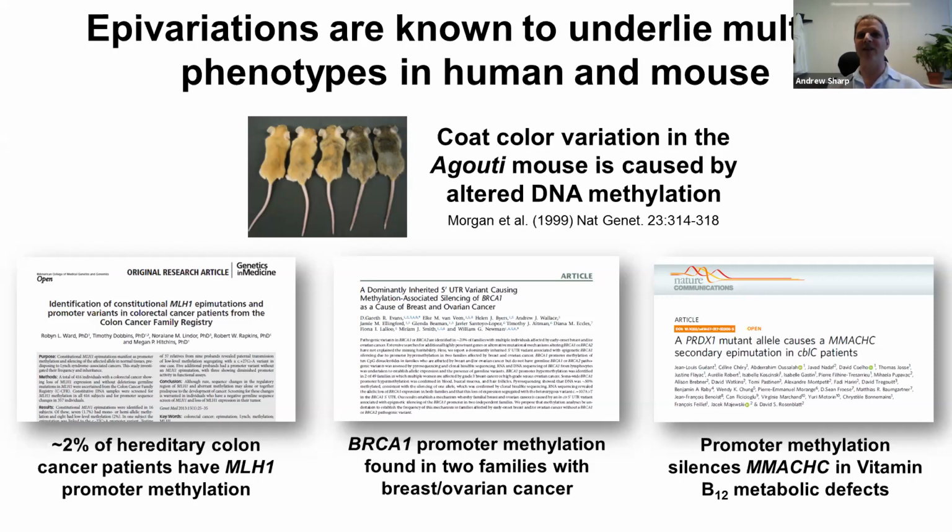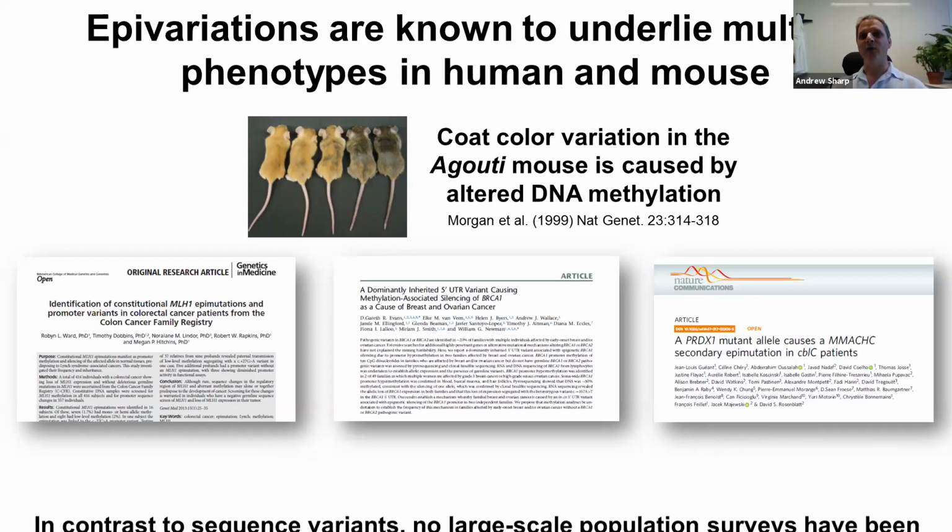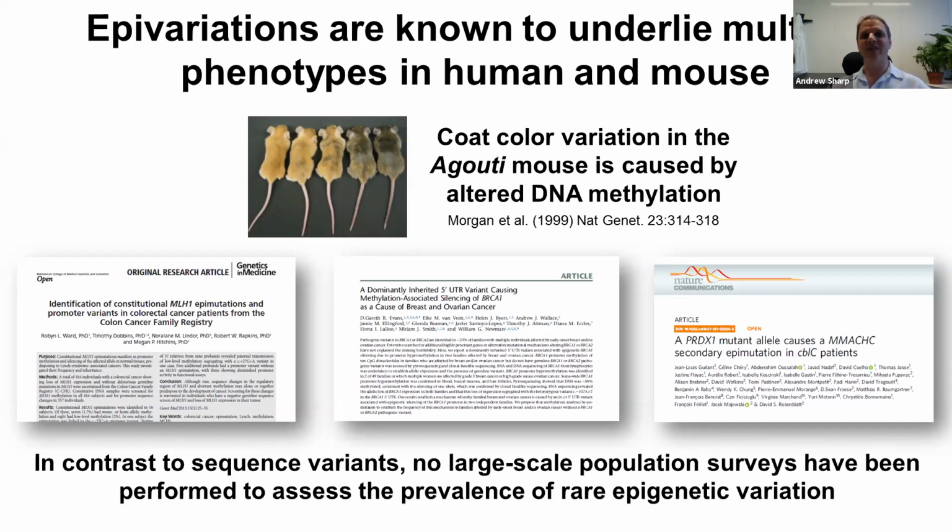So there's really quite a lot of evidence out there to say that epigenetic changes can be important drivers of human phenotypes. But in contrast to all this data that we have on sequence variation, there are no large-scale population surveys that have been done to assess the prevalence of this kind of rare epigenetic variation in the human population.